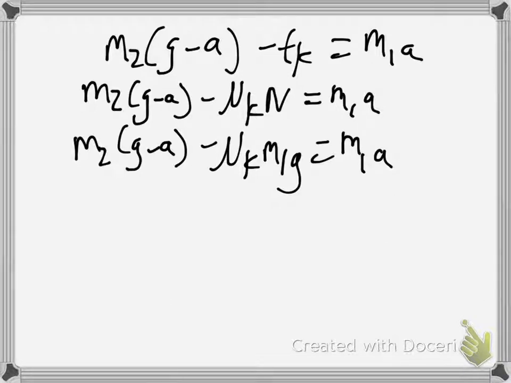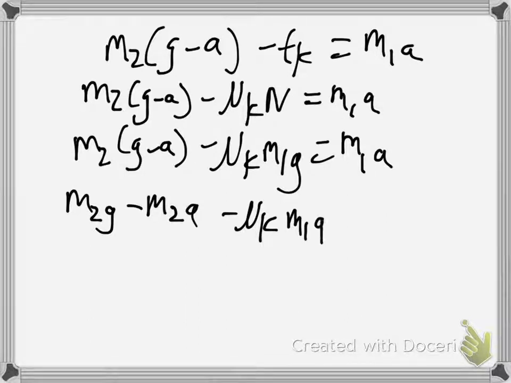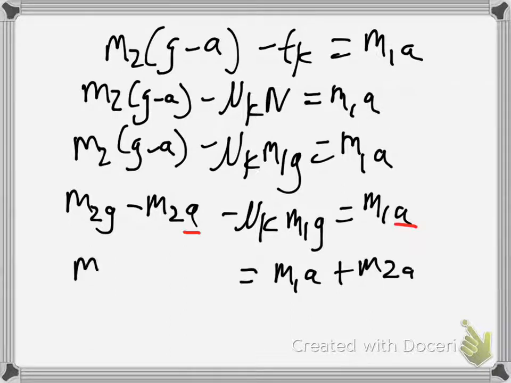Now I actually shouldn't have cleaned up the m2g minus a part, so I'm going to have to re-expand that. Poor foresight on my part, but it doesn't really matter. Pretty easy. I need to get these two terms on the same side. Luckily, I can just add m2a. So we get m1a plus m2a, and over here we have m2g minus mu k m1g.